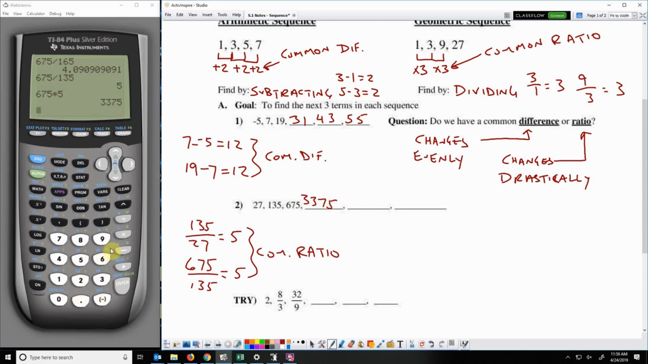Okay, so then times 5, and times 5 again gives me my next two terms, 16,875 and 84,375.